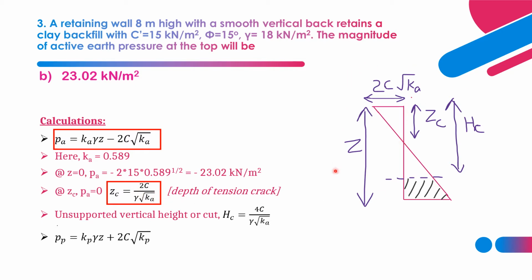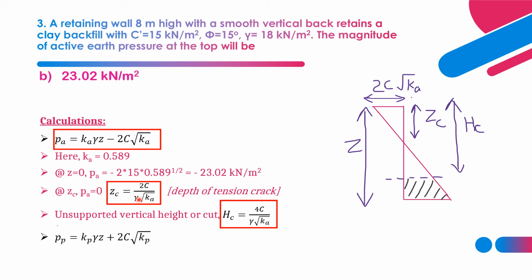So here in this diagram you can see the negative earth pressure occurring due to the cohesion value, and up to a certain depth there is zero earth pressure. That depth is known as the tension crack depth. And twice the tension crack depth is nothing but HC, that is the critical depth, or we can say unsupported vertical height or cut. So first ZC is nothing but 2C by gamma root Ka. So this is the formula for depth of tension crack, 2C by gamma root Ka.